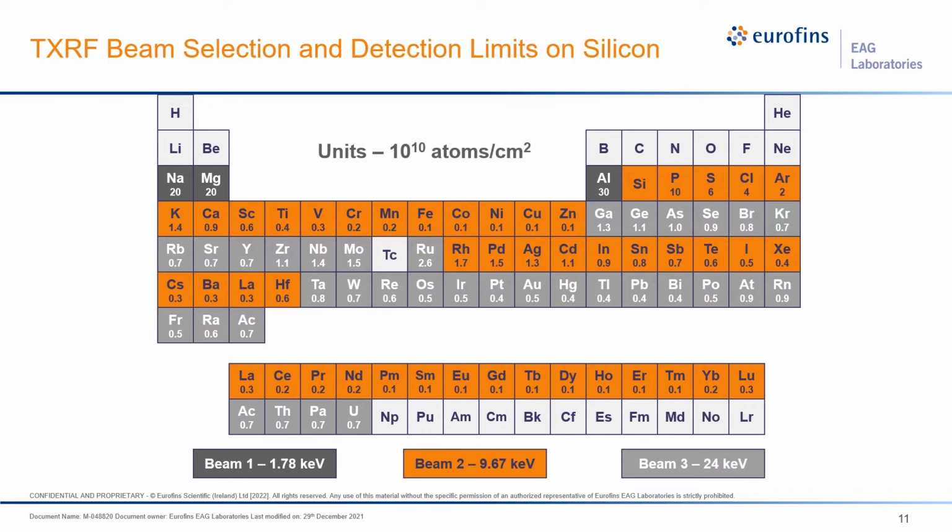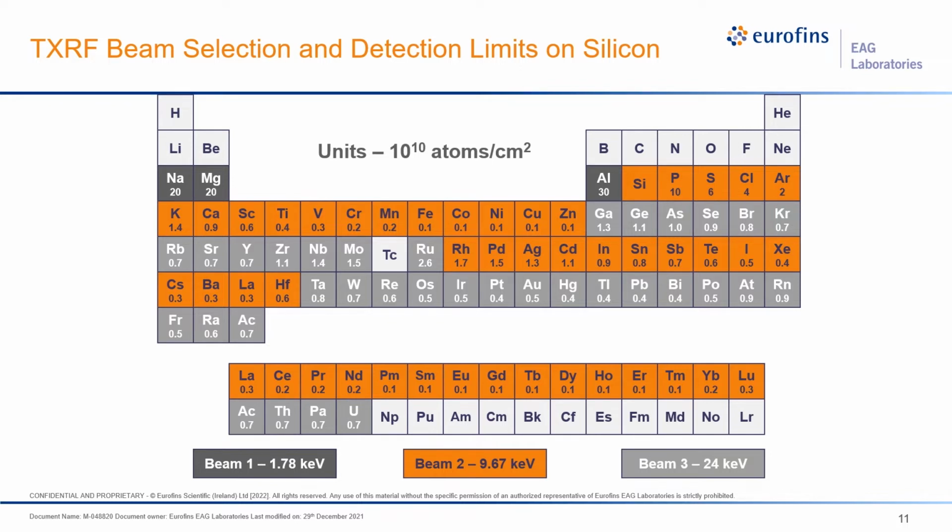So beam 2 carries from silicon to zinc, and then rhodium through the lanthanides. And beam 3 we use to characterize gallium through ruthenium, and then tantalum through the first 4 actinides up to uranium. And I want to note the detection limits, the numbers below each element here, are in 10 to the 10 atoms per centimeter squared.